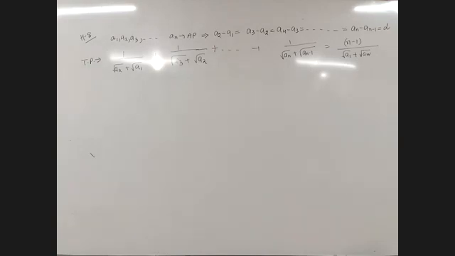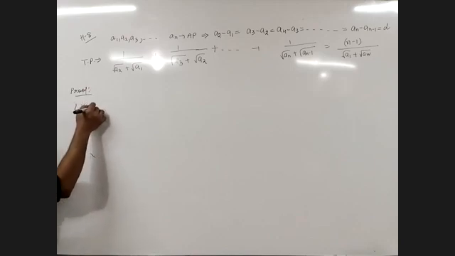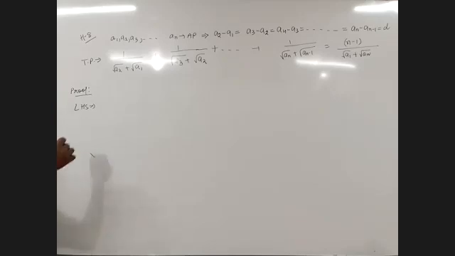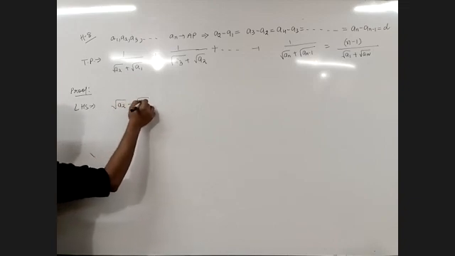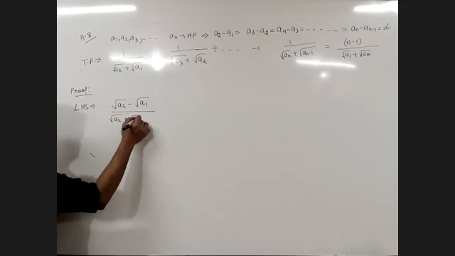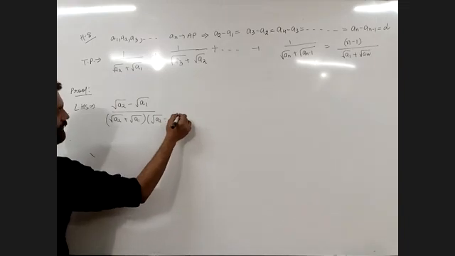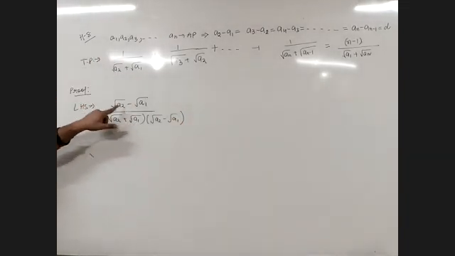Now look here. Starting with LHS. If we rationalize this, it will become root a2 minus root a1 upon root a2 plus root a1 into root a2 minus root a1. Have you followed this? Rationalize किया, middle sign change करके multiply divide.